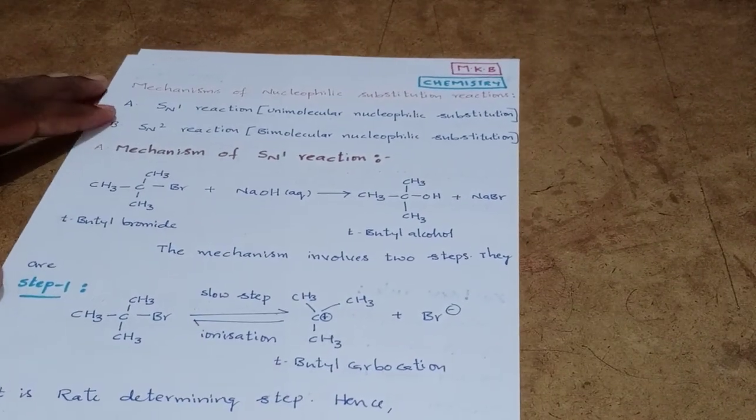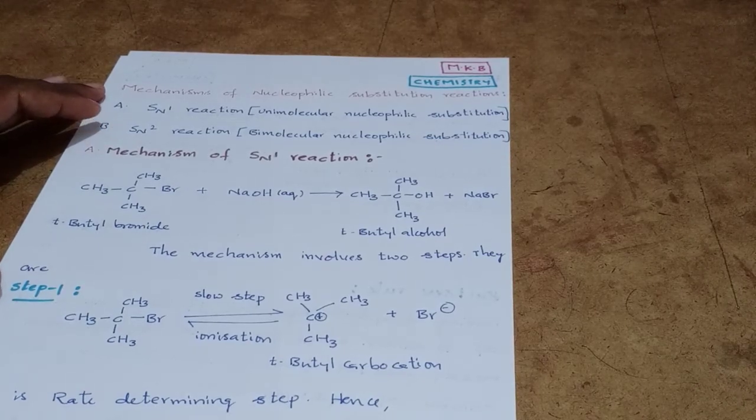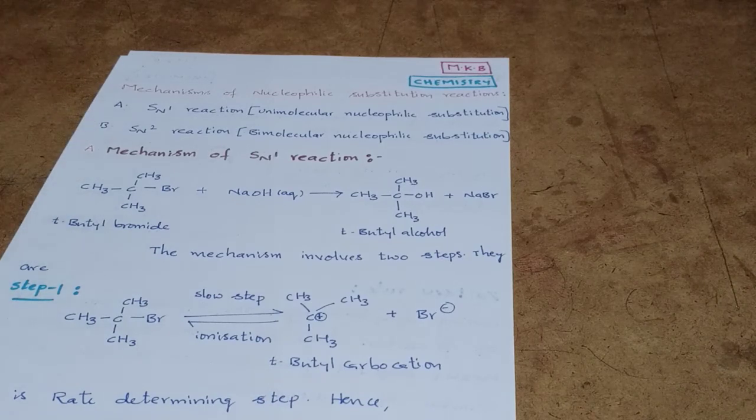So in this class, we are going to discuss the mechanisms of nucleophilic substitution reactions of alkyl halides. In the previous class itself, we have studied how the nucleophilic substitution reactions take place, the reason for nucleophilic substitution, and some of the examples under nucleophilic substitutions. In this concept, we will take one example of nucleophilic substitution reaction and discuss that reaction in detail with mechanism. Mechanism is nothing but how that reaction takes place in a step-by-step manner.